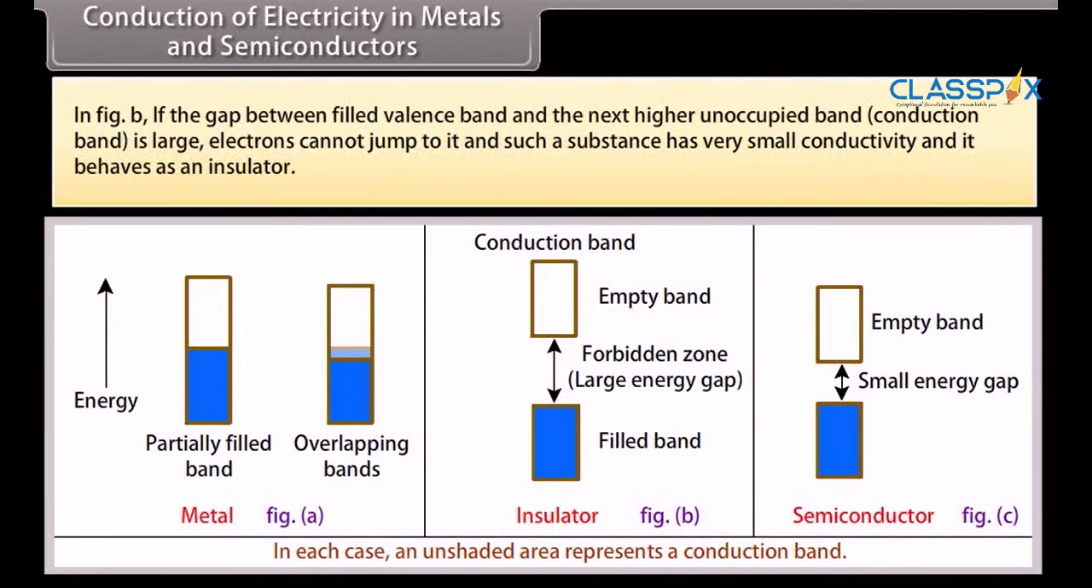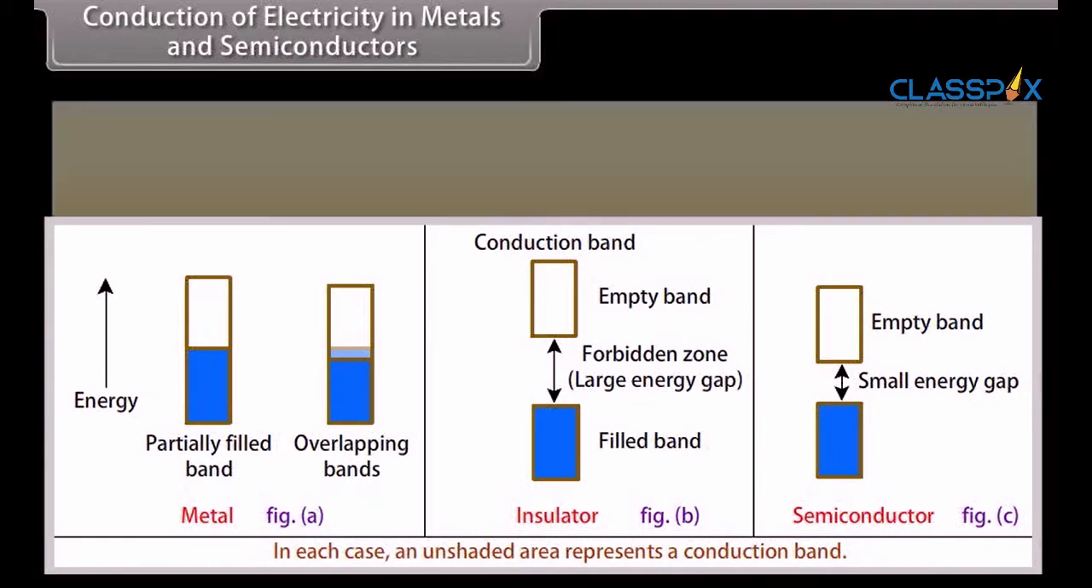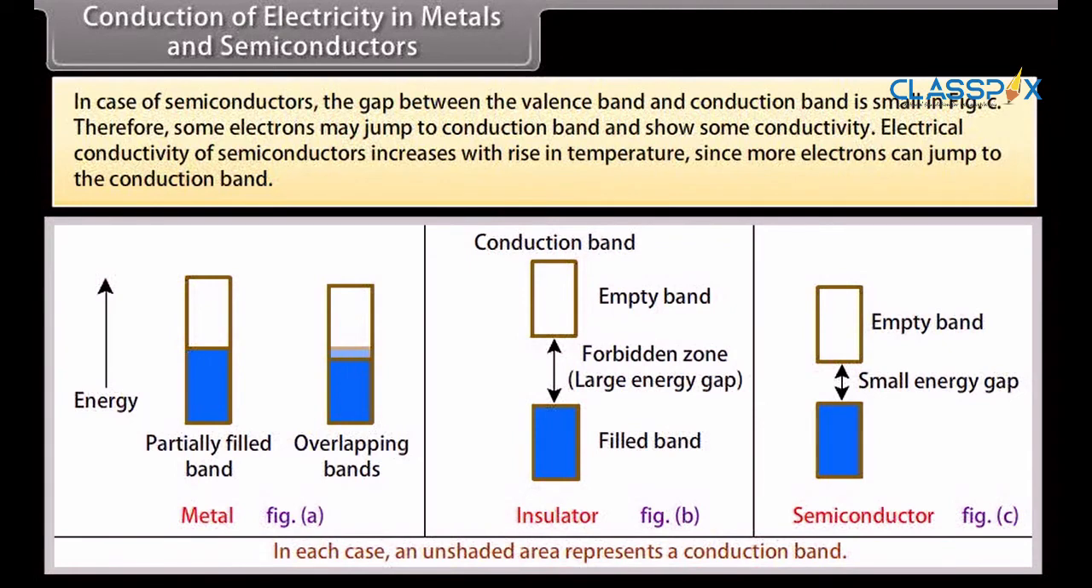In figure B, if the gap between the filled valence band and the next higher unoccupied band, the conduction band, is large, electrons cannot jump to it and such a substance has very small conductivity and behaves as an insulator. In the case of semiconductors, the gap between the valence band and conduction band is small, as in figure C, therefore some electrons may jump to the conduction band and show some conductivity. Electrical conductivity of semiconductors increases with rise in temperature since more electrons can jump to the conduction band.